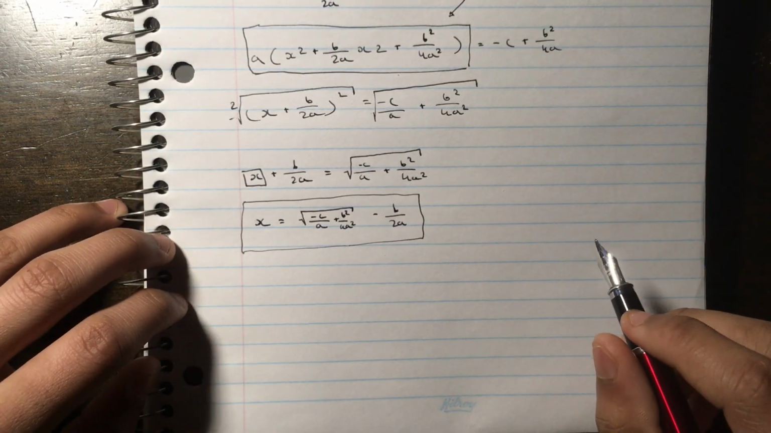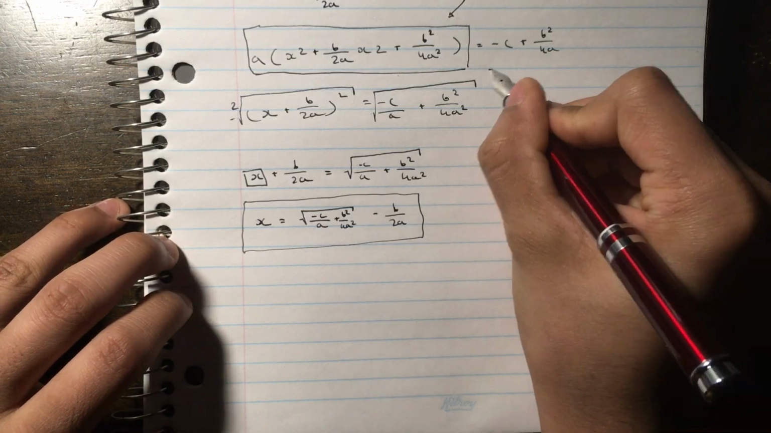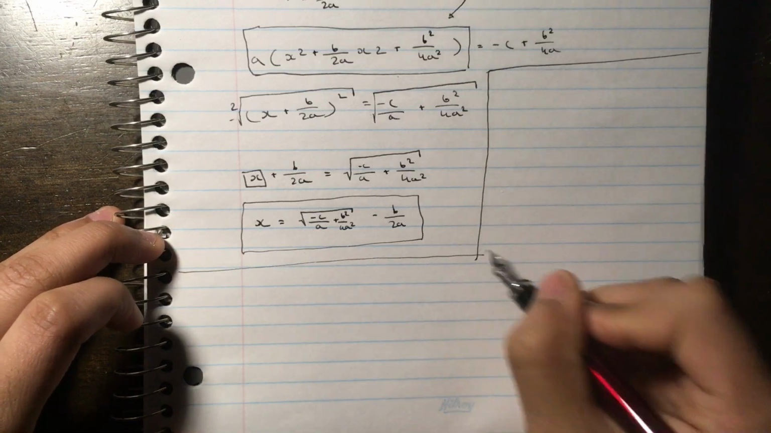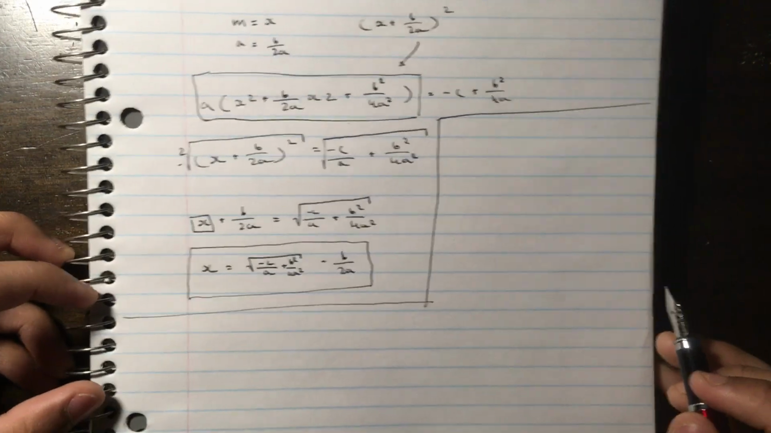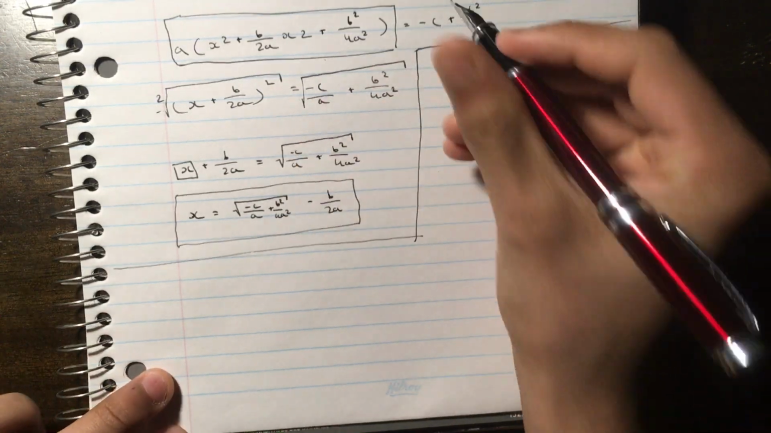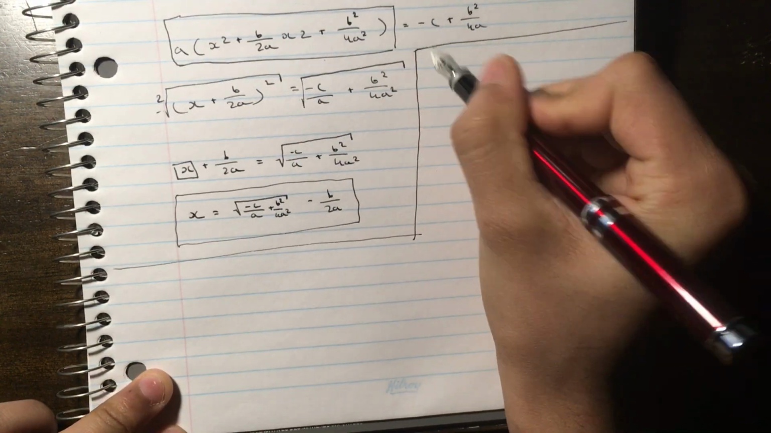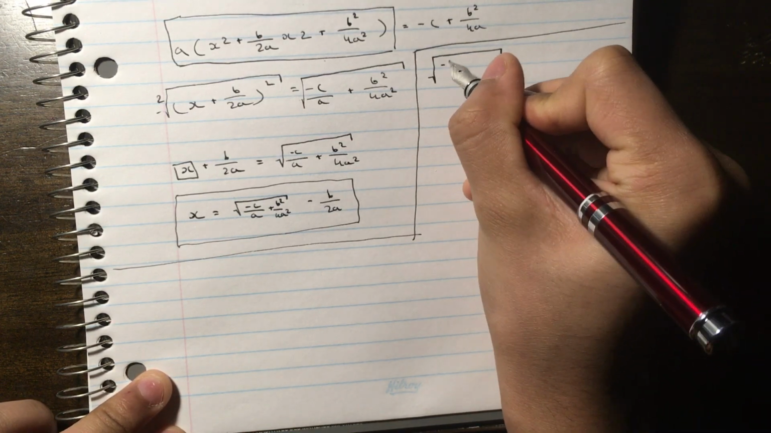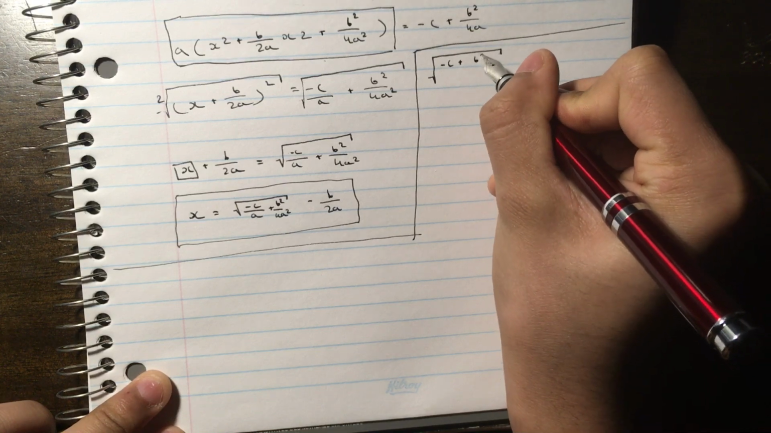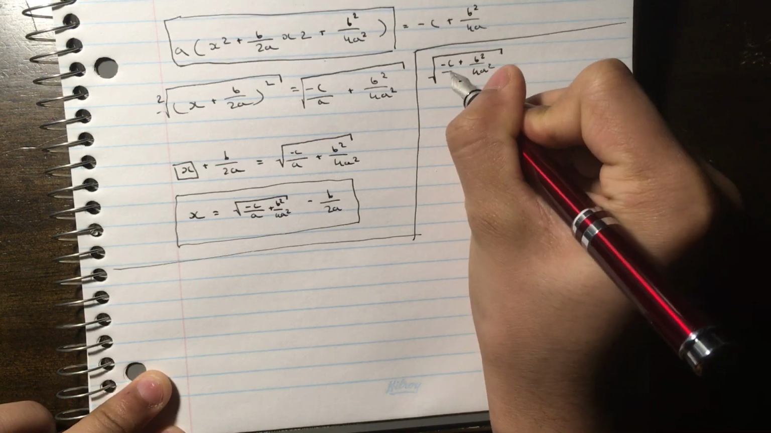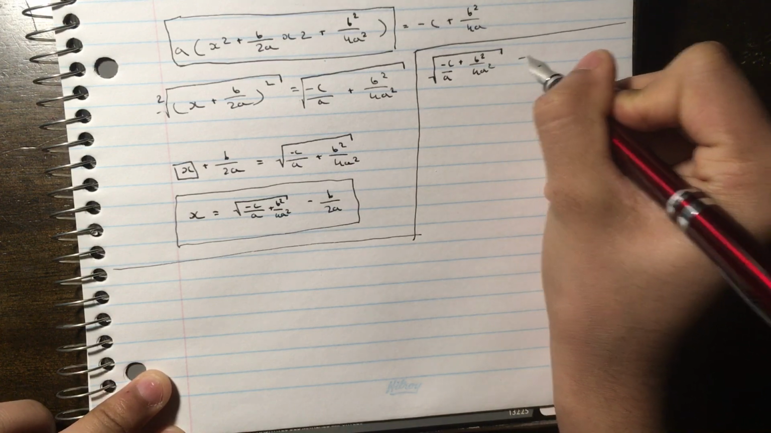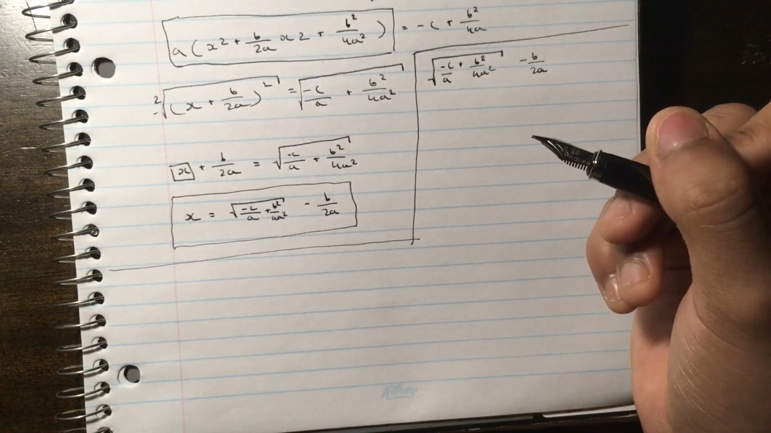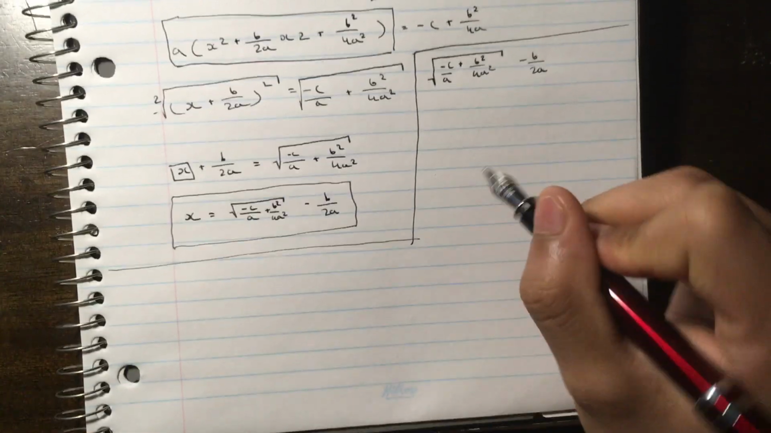And you know what? Let's do the simplifying over in this box. Right? So let's start off with this part. So we have this equation right here. We have the square root of negative c over a plus b squared over 4a squared, subtract b over 2a. So this is what we have, right? So to simplify, let's try getting like terms, right? So let's try getting the denominator to be the same.